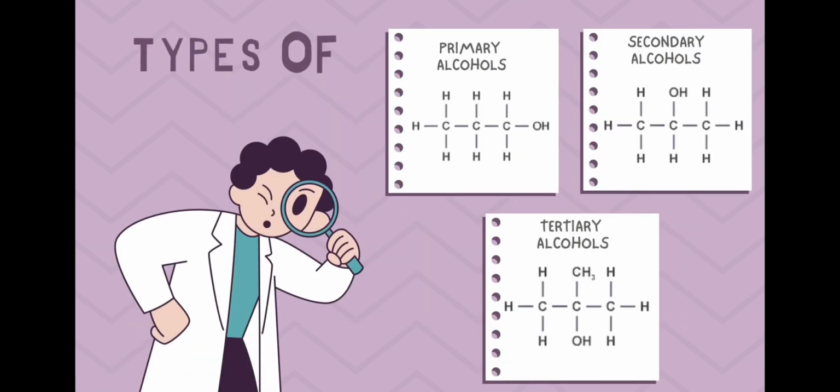Now, let's look at the types of alcohols, which are classified based on where the hydroxyl group, or OH group, is attached in the molecule. There are three types of alcohol: primary, secondary, and tertiary. Primary alcohol have the OH group attached to a carbon that is connected to two or more hydrogen atoms, usually at the end of the carbon chain. For example, propan-1-ol.